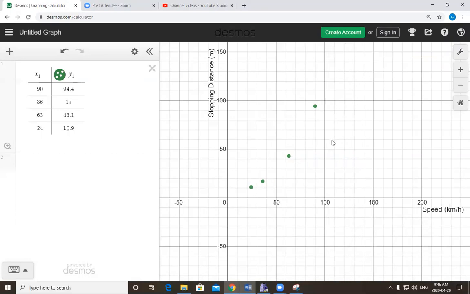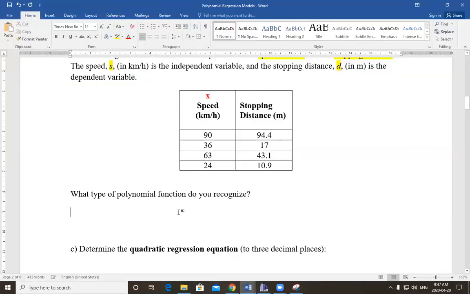When we look at these points, we want to recognize the polynomial function. It kind of is going down, and it might come back up. So this might look like a portion of a quadratic. So the scatter plot approximates a quadratic relationship. Okay, so it kind of looks like a quadratic relationship.